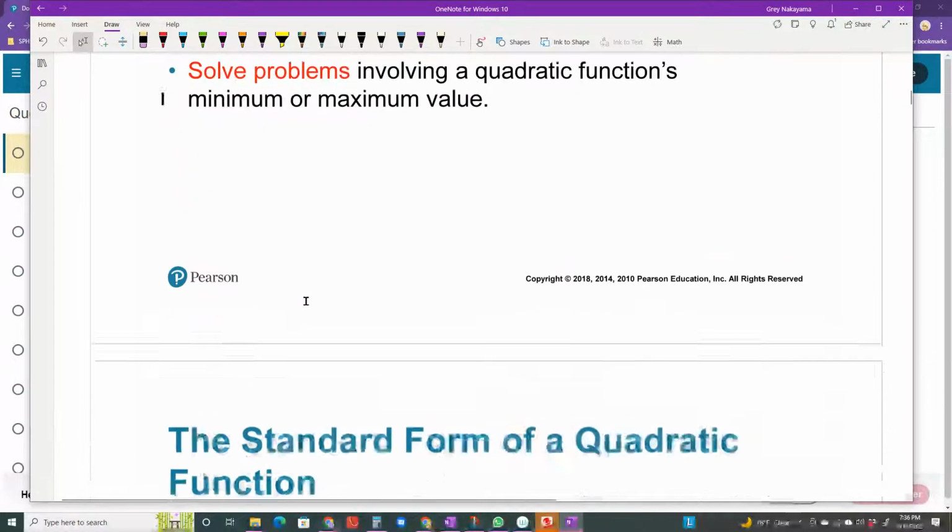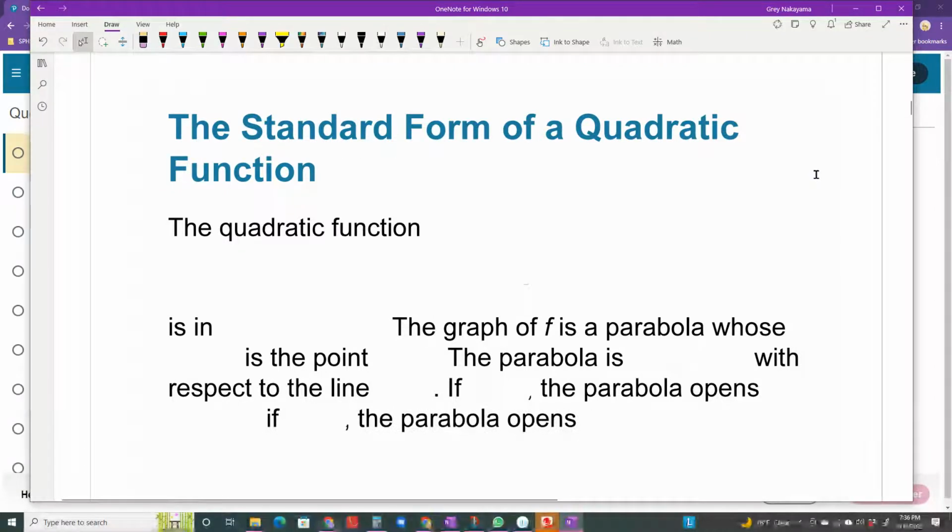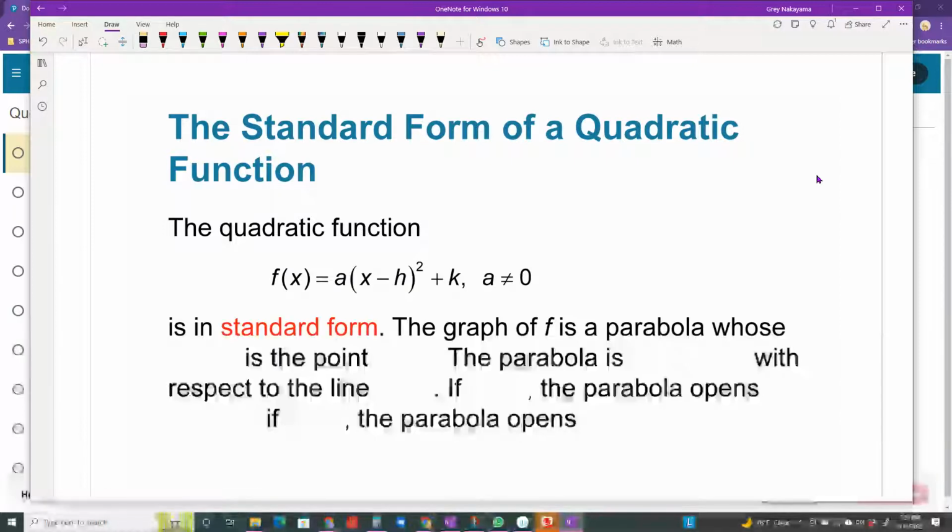So first off, we're going to talk about what our book refers to as the standard form. You might have seen it last year as the vertex form, but the standard form of a quadratic equation is f of x equals a times (x minus h) quantity squared plus k, where a, of course, cannot be 0.